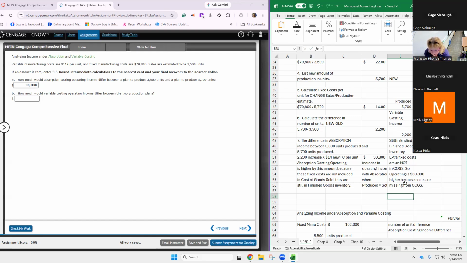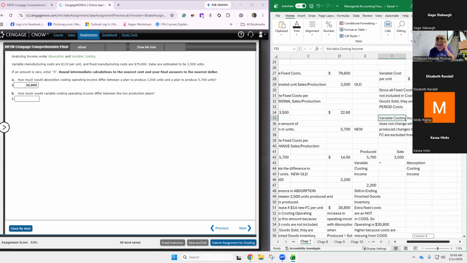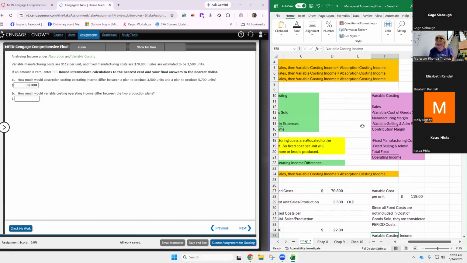So that's the idea. Once again, that's the amount that the operating income would actually go up because of the excess units and their fixed costs not being in cost of goods sold. Okay, that's the best I can do. All right. But then if we look at variable costing income, I go back up here, here's variable costing income.